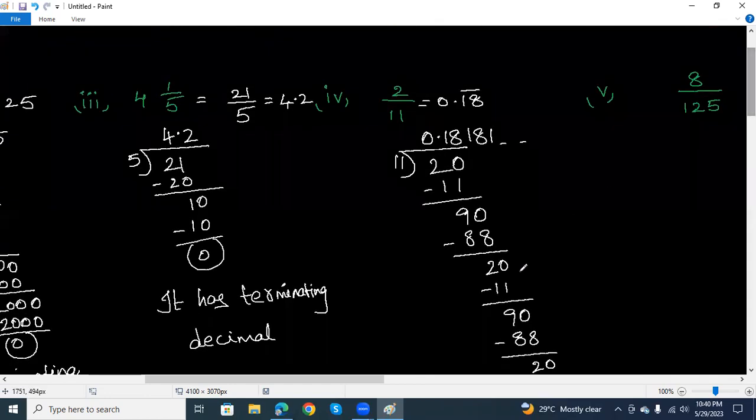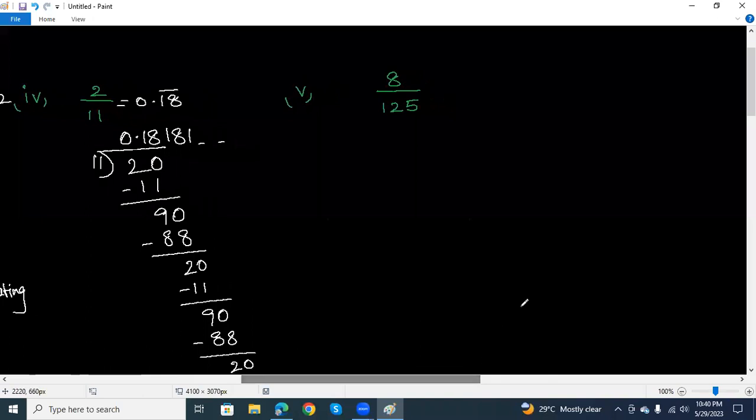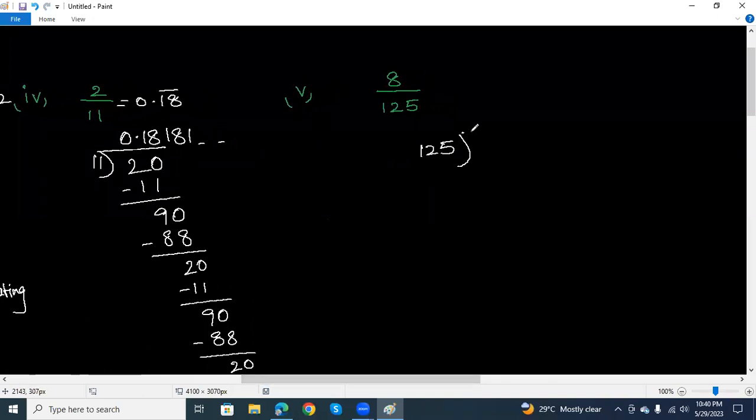Next one, the fifth one, 8 by 125. We need to divide 8 by 125. So 0 times. Put a point and place a 0. Still this 80 is less than 125. So keep one more 0. 800.